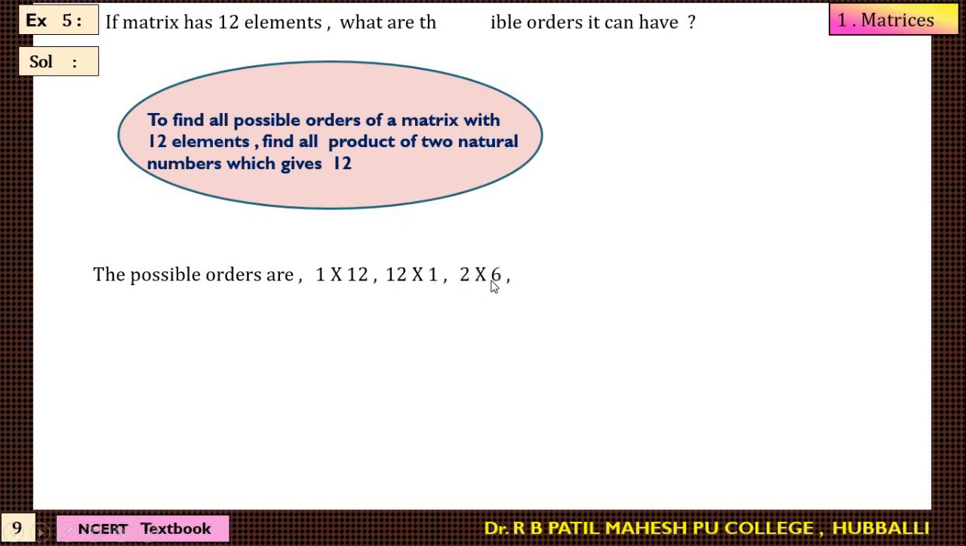Or 2 rows 6 columns, that is 2 into 6, because its product is 12. 6 into 2, 3 into 4, and 4 into 3. So these are the possible orders of the matrices which we can construct using 12 elements.